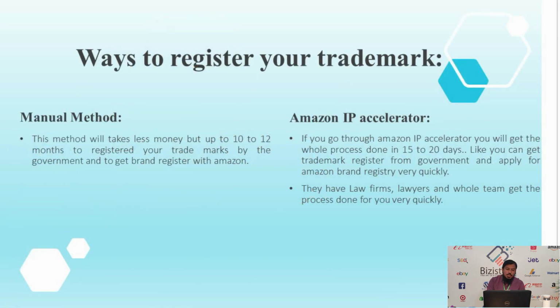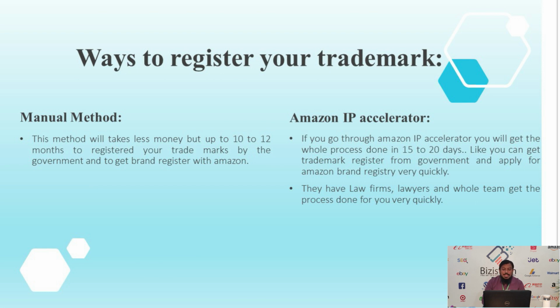If we are going to register our trademark manually through USPTO, then we will go to the website uspto.gov, fill in all the requirements in the application and apply for the trademark. Or we can hire a lawyer who can do all the requirements on our behalf on uspto.gov. If we talk about the pros and cons, the manual method is less expensive, but it is a little bit lengthy. We even have to wait 10 to 12 months to register our trademark.